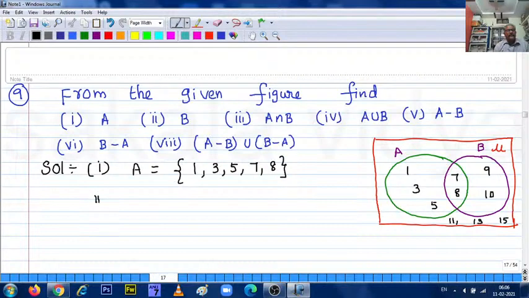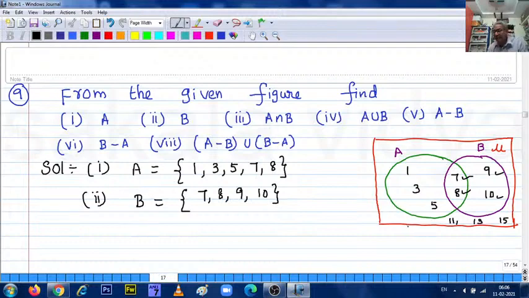Right, second question. Now how to write B? B means this pink color: 7, 8, 9, 10. That is called B. So we need to write 7, 8, 9, 10. This is B. Now set A and set B, from this Venn diagram, we can draw like this.